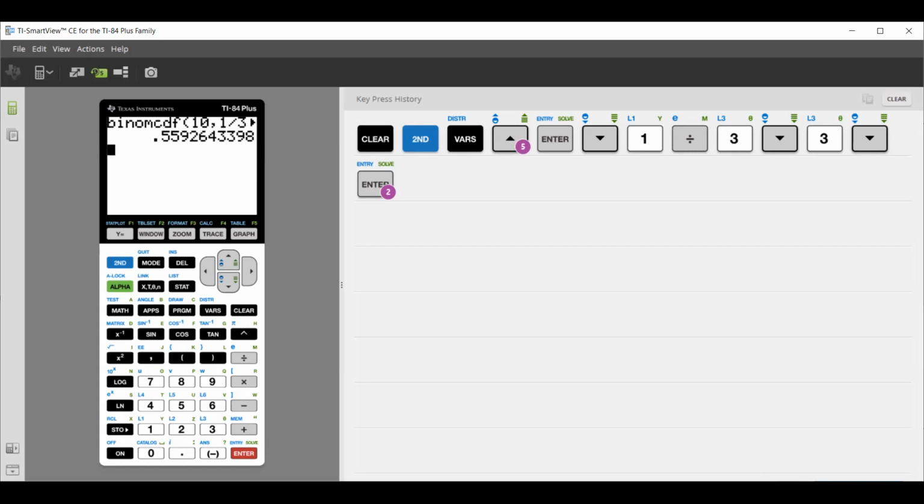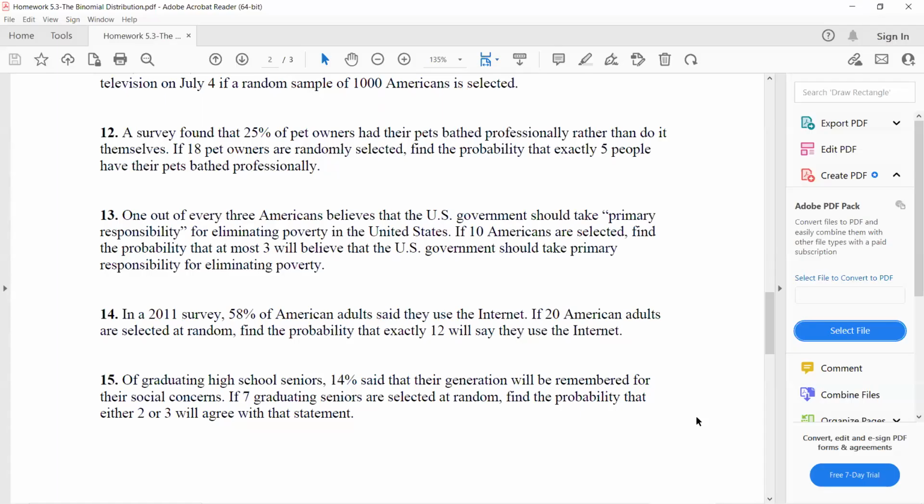And you said 15 also? 15. Sure, yeah. Let me go back to that. Let's see, 15. Of graduating high school seniors, 14% said that their generation will be remembered for their social concerns. If 7 graduating seniors are selected at random, find the probability that either 2 or 3 will agree with that statement.